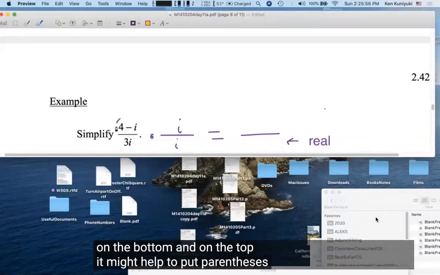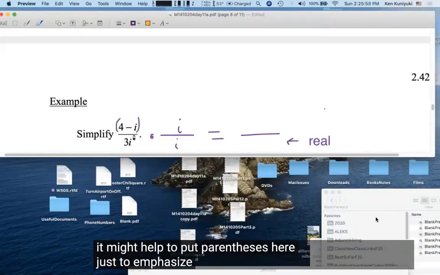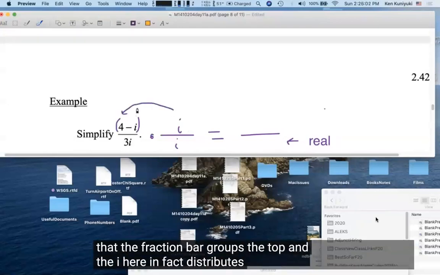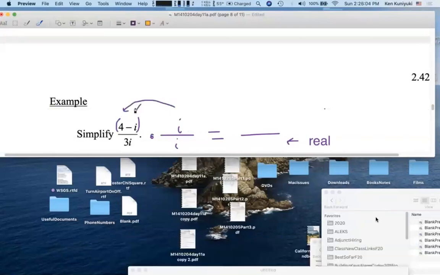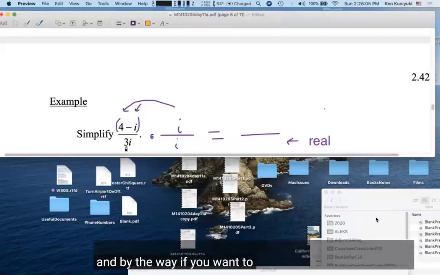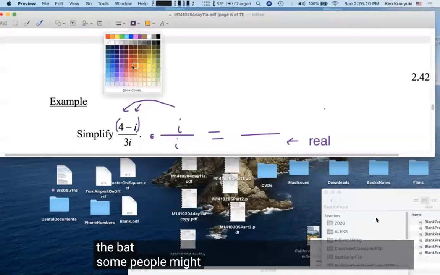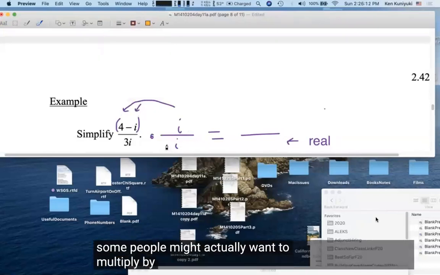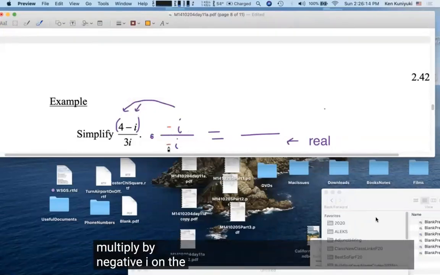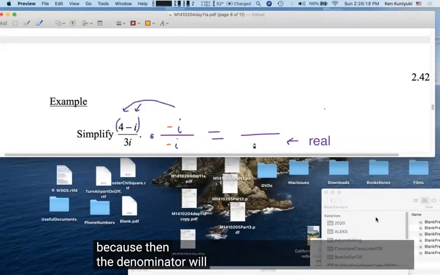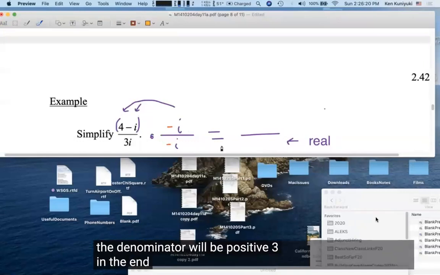I might put parentheses here just to emphasize that the fraction bar groups the top and the i here, in fact, distributes. And by the way, if you want to make sure you get a positive denominator right off the bat, some people might actually want to multiply by -i on the bottom and the top, because then the denominator will be +3 in the end. But it's up to you.